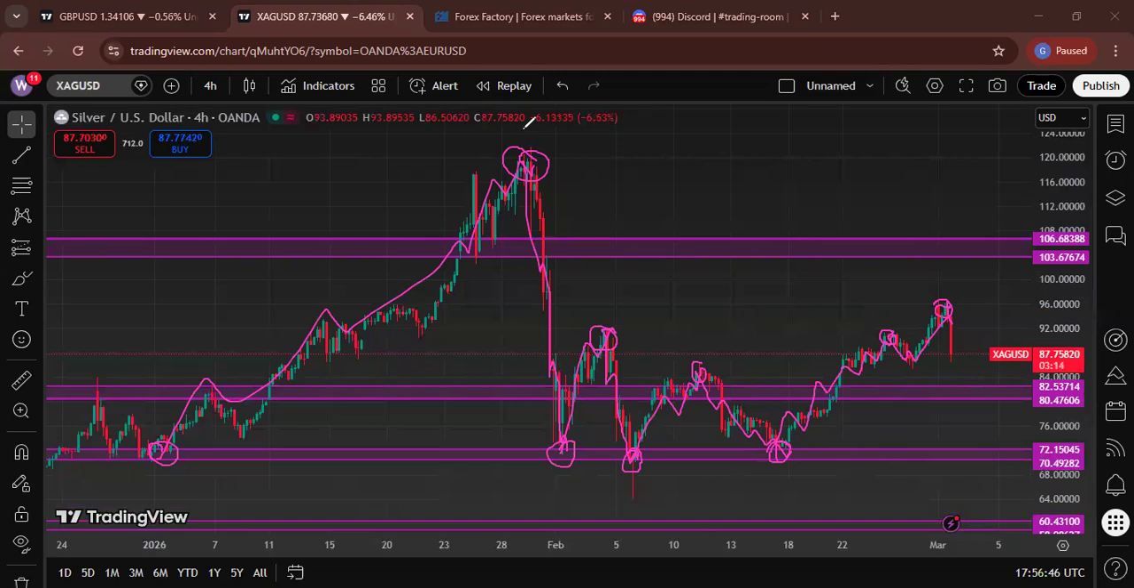Can we redraw USDCAD zones? Yeah, sure, we can, in a bit.